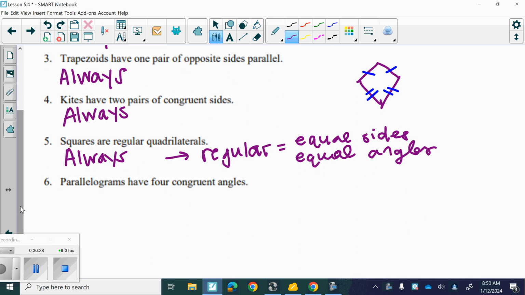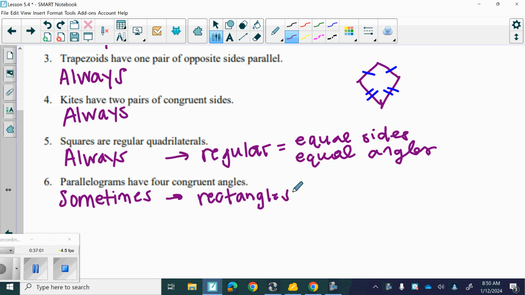And number six, parallelograms have four congruent angles. Sometimes. When? When they're squares and rectangles. Your normal parallelograms don't have four congruent angles. Your rhombuses don't have four congruent angles. But rectangles and squares do. So, that's what's up.